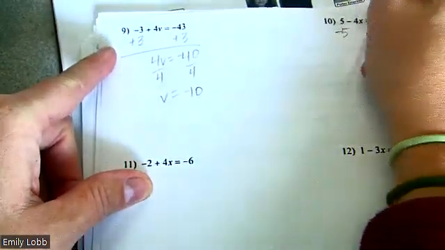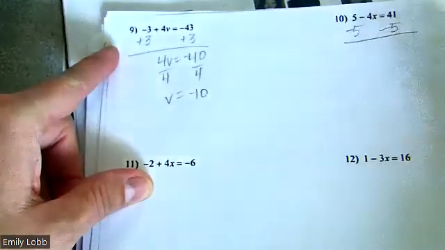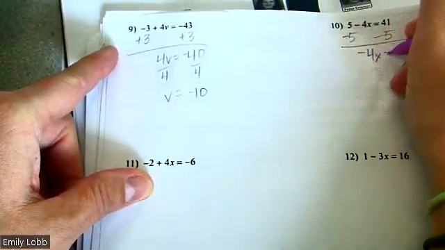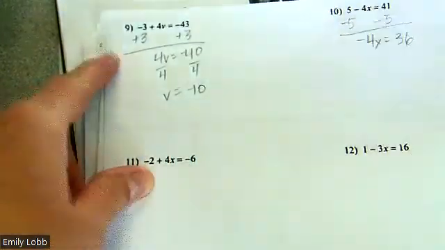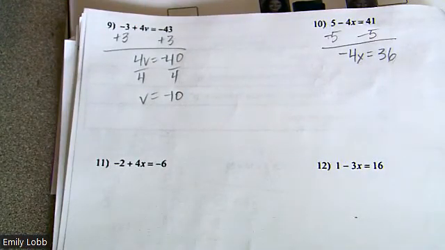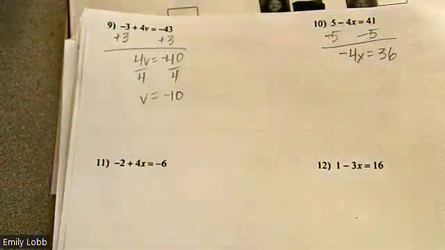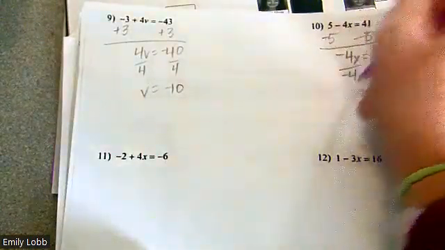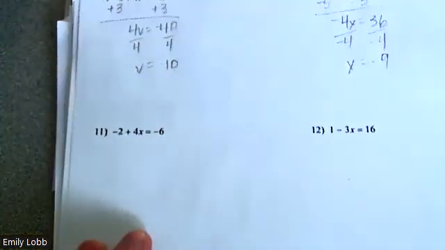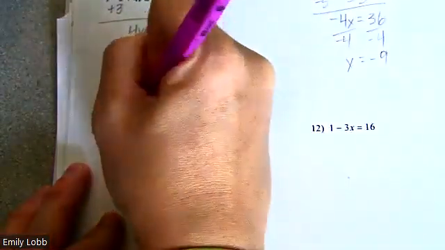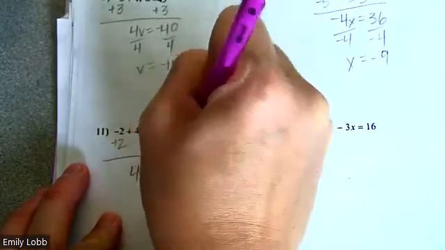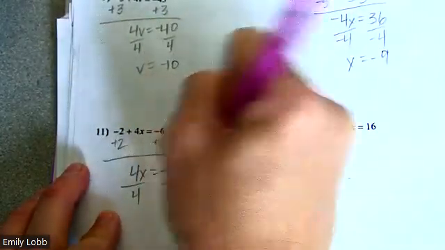Subtract 5 from both sides. So negative 4x equals, is that 36? So you guys got there? If I divide both sides by negative 4, x equals negative 9. Is that what you got? Hopefully. Add 2 to both sides to make that 0. 4x equals negative 4. Divide by 4.